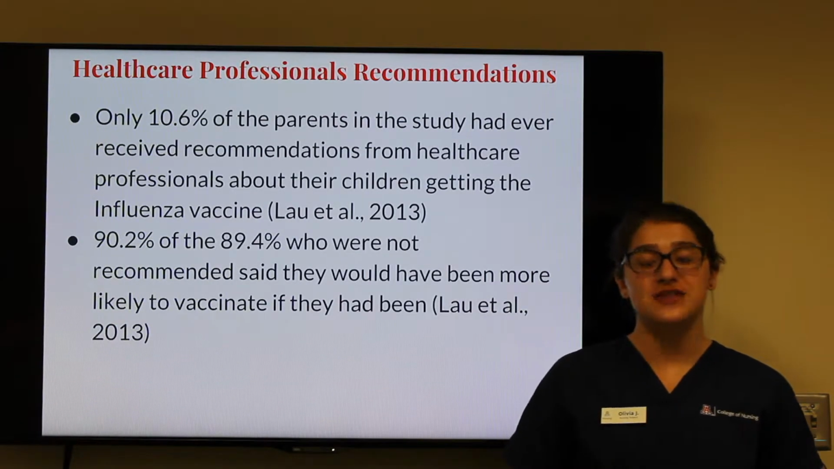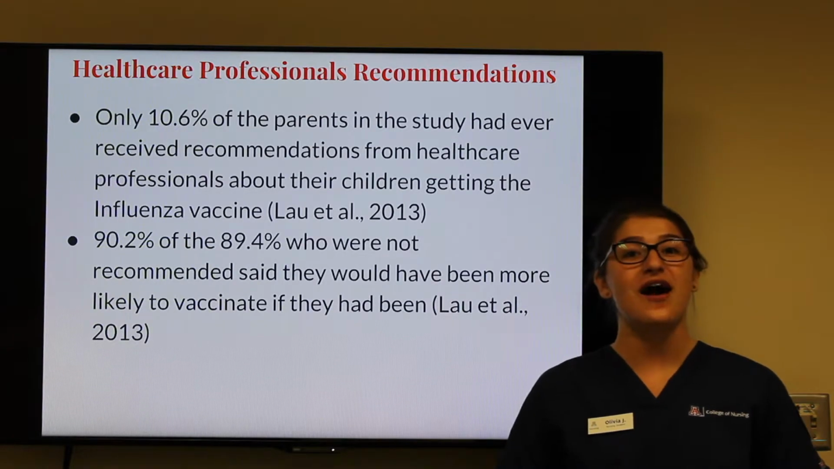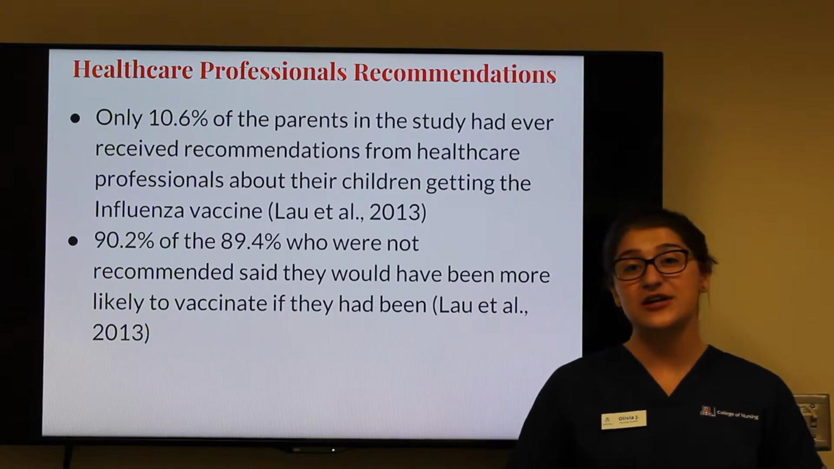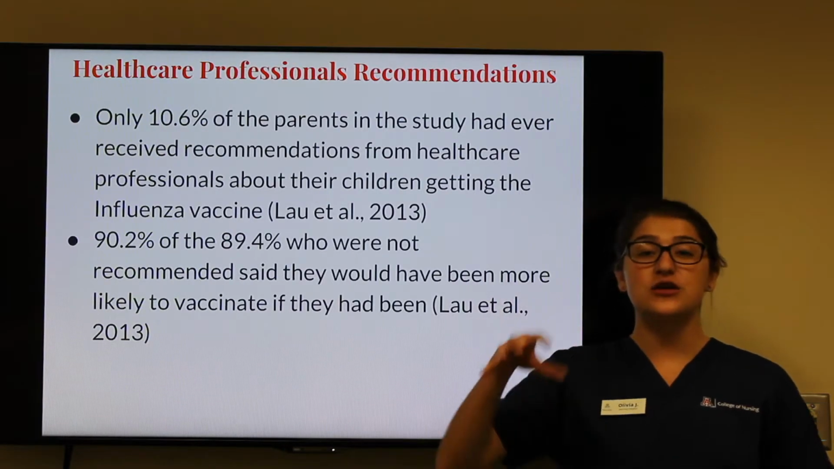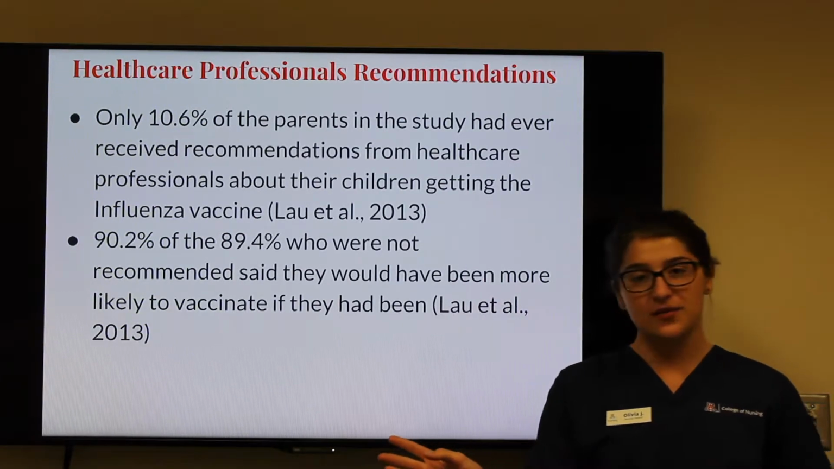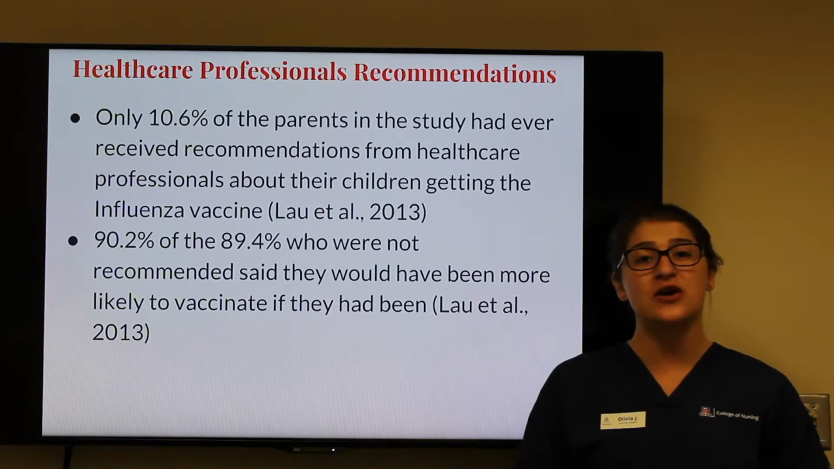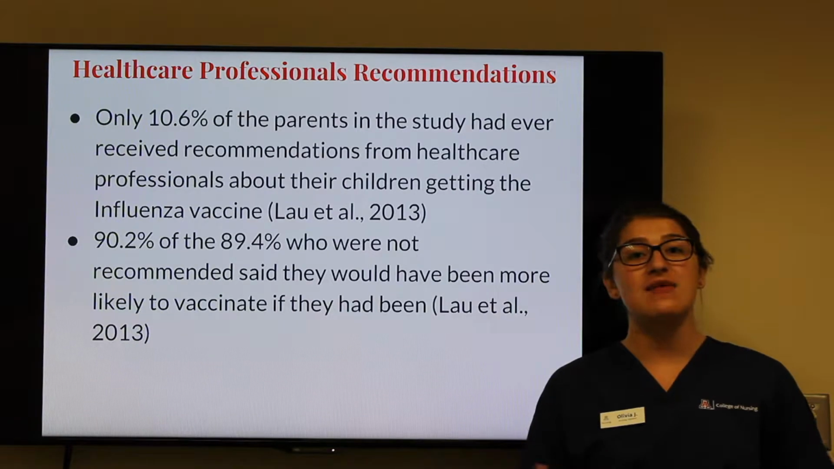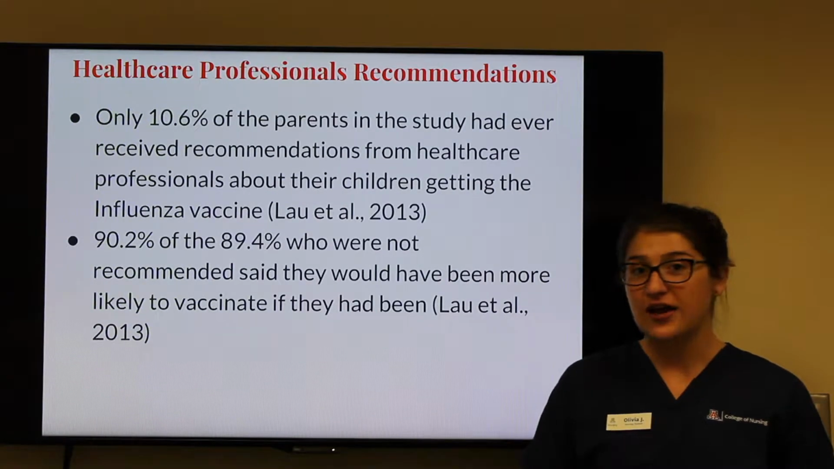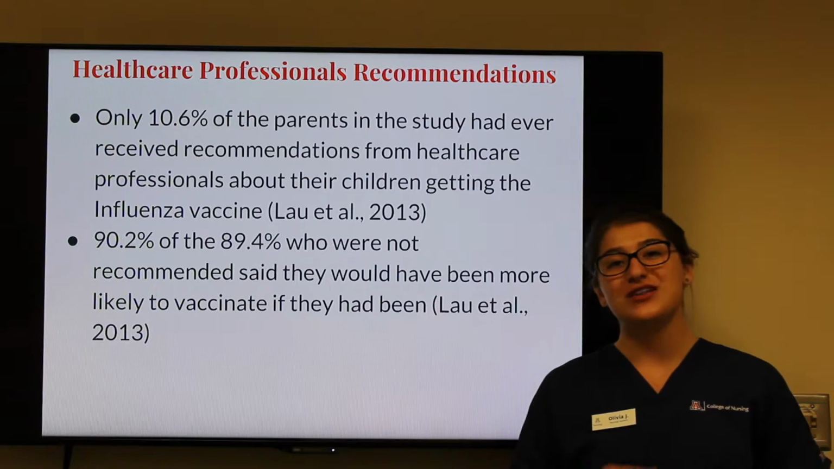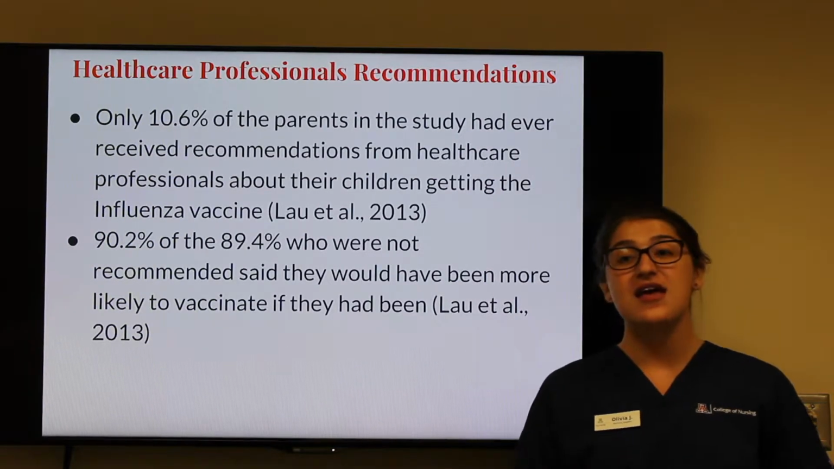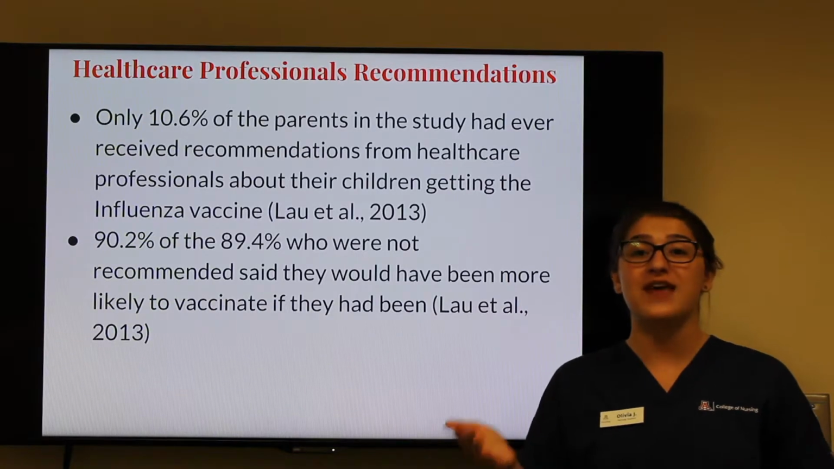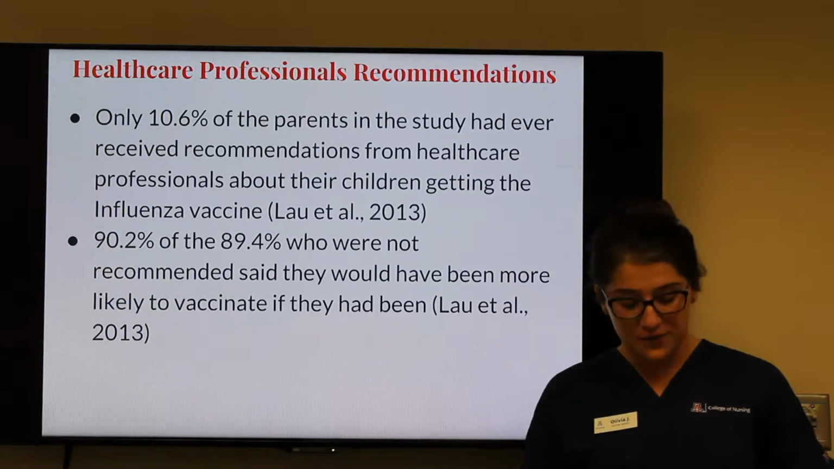And so that left 89.4% without ever receiving any type of recommendation to look into this vaccine for their child. From that, they took those parents who had never received any recommendation from their healthcare provider or professional and asked them, if they were to receive this recommendation, would they be more likely to vaccinate their child? And they found that 90.2% said they would have been more likely if they had received that healthcare provider, professional recommendation and support of getting that influenza vaccine for their child.